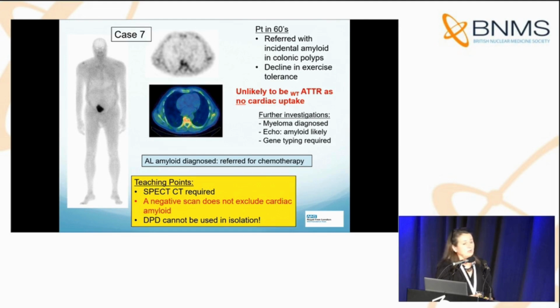So these patients can have a really poor outlook and can be dead within 3 months if they don't start treatment. So teaching points, SPECT-CT required. We've got so much soft tissue uptake, it's actually really difficult to see what's going on in this heart. Here, a negative scan doesn't exclude cardiac amyloid, and you can't use the DPD in isolation.